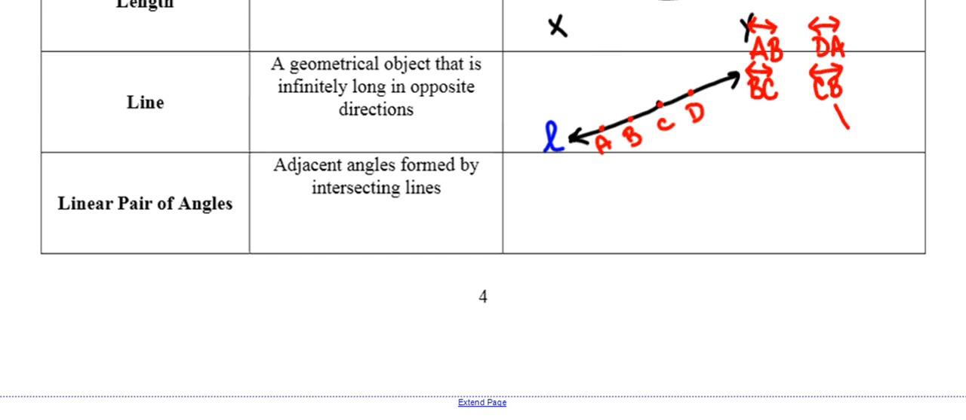A linear pair of angles are simply adjacent angles that are formed when lines intersect. So if I take my 2 lines that intersect right there, my adjacent or my linear pair of angles are going to be any two that are neighbors, any two that are right next to each other. So this guy right here is neighbors and buddies with that blue one right there. We would say that angles 1 and 2 are adjacent to each other. They're neighbors. They also form a linear pair of angles.